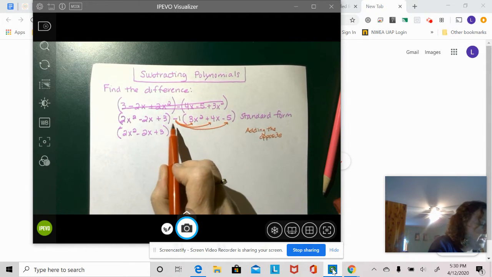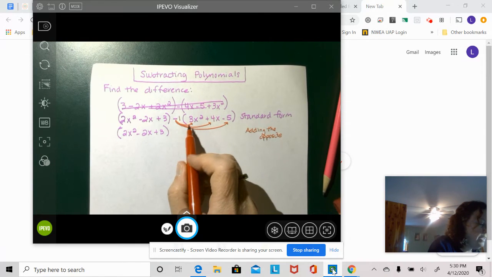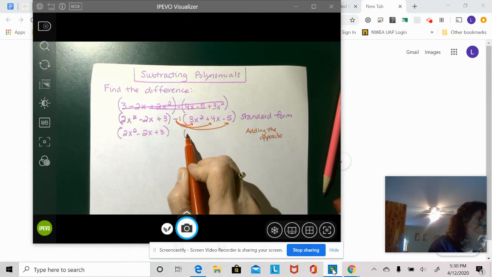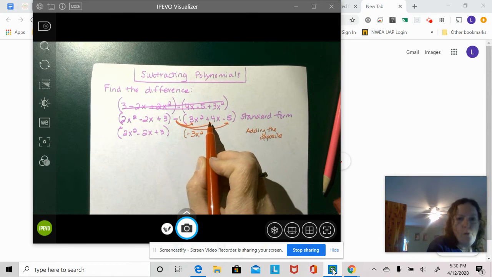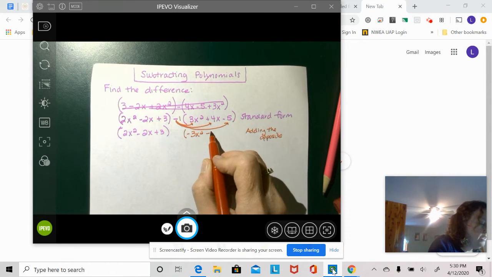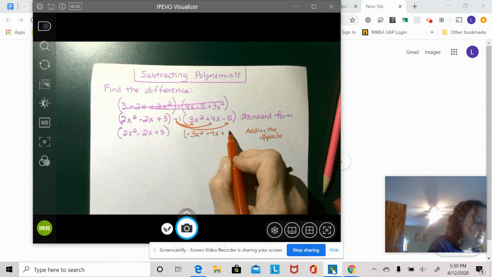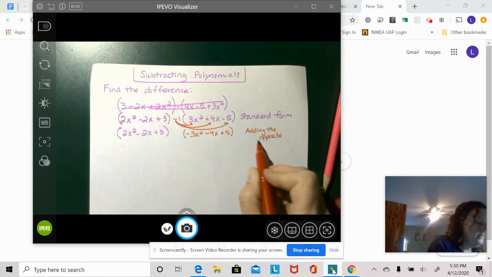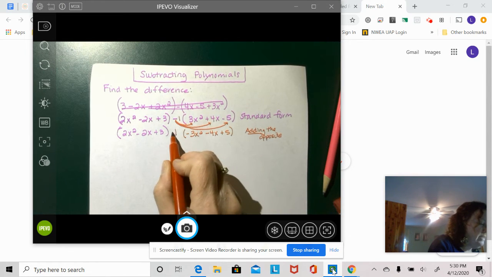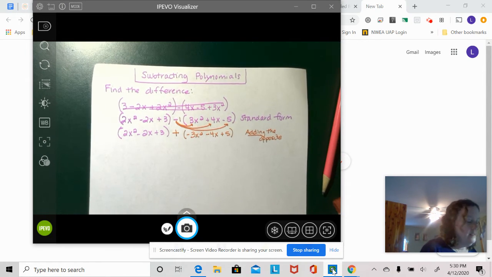So if we do -1 times 3x squared, we end up with -3x squared. And then -1 times 4x, we would get -4x. And -1 times -5 gets us 5. And that's why I wrote adding the opposite. This makes it so that now we can add them together. Now they look just like your problems last week when you were adding your polynomials.